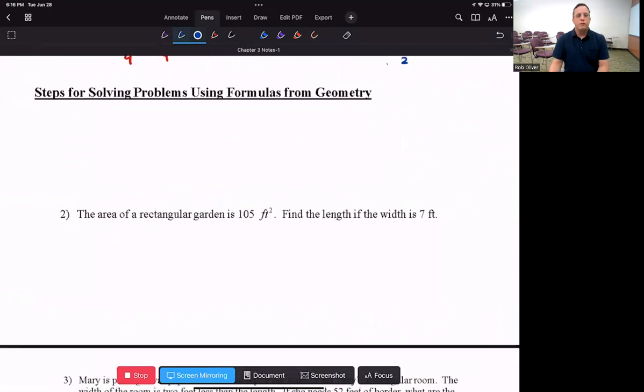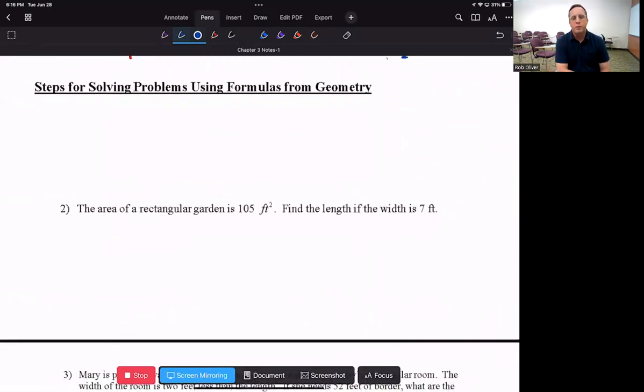All right. For the next part, we've got steps for solving problems using formulas from geometry. And for a lot of these, sometimes drawing a picture helps. You can write that down if you want. Sometimes just being able to see it doesn't hurt.